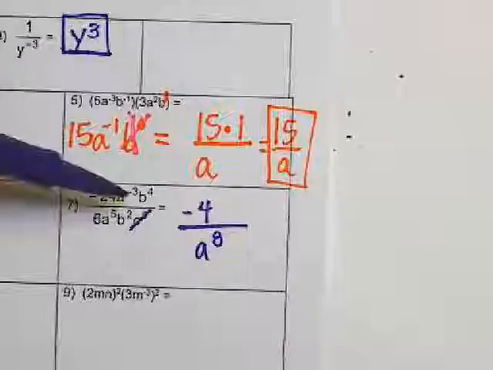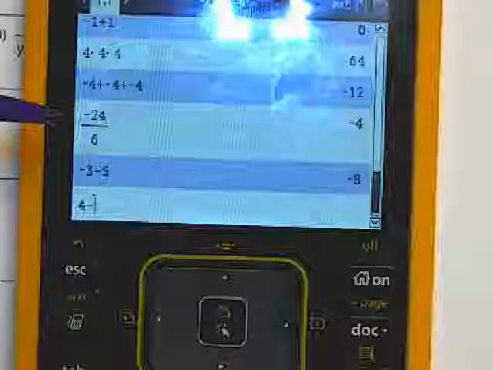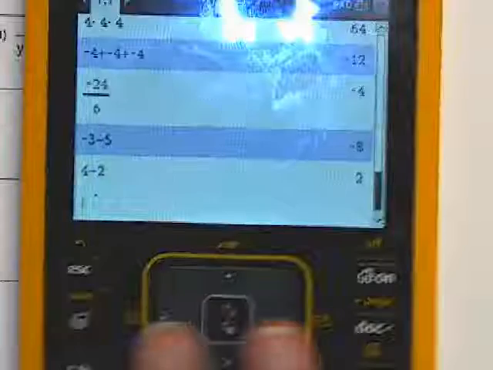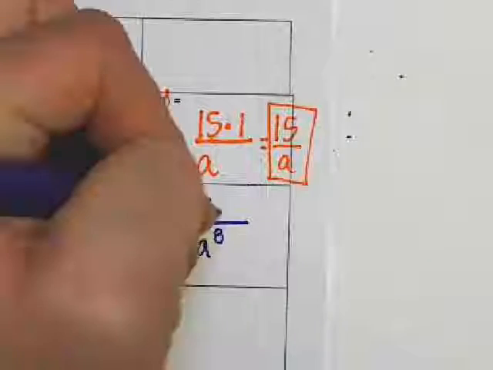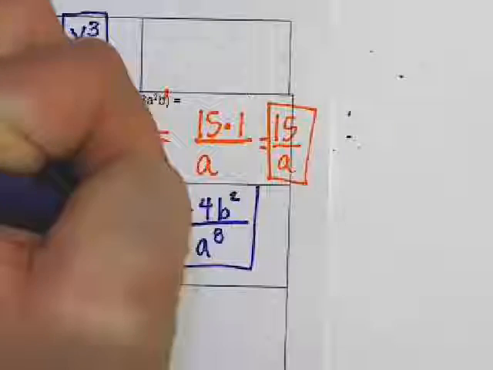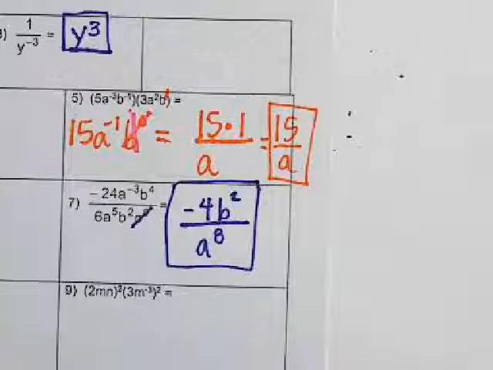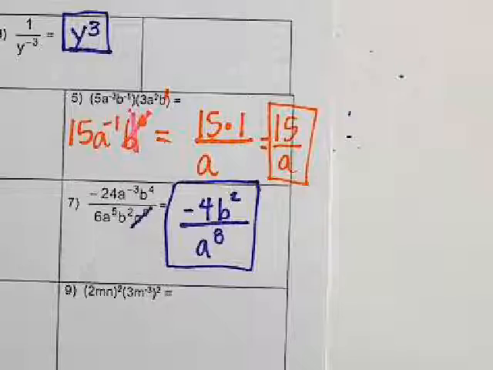Now I'm going to do the B's. 4 minus 2 gives me 2. So B to a positive 2. Where's that going to go? Top. And box it. We're done with that one.